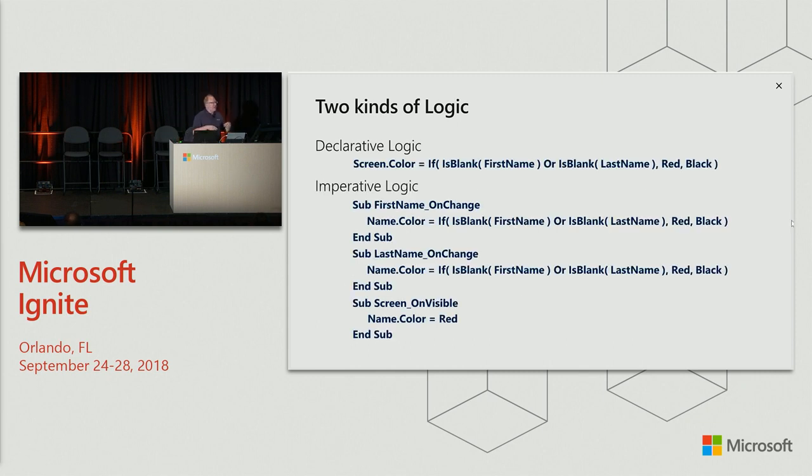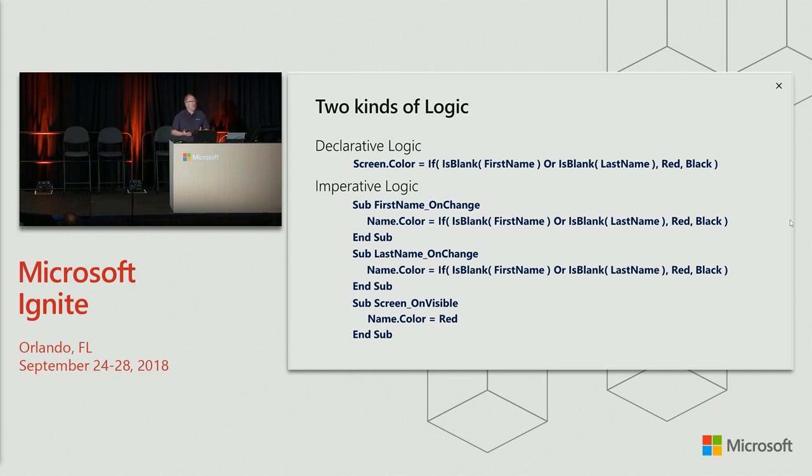So for example, in a declarative world, if I want to set the color of a screen based on two control values, in a declarative model, you just write the formula that says, the color of the screen is dependent on these other two things in this manner. And you lay out how that works, much like you would in Excel.